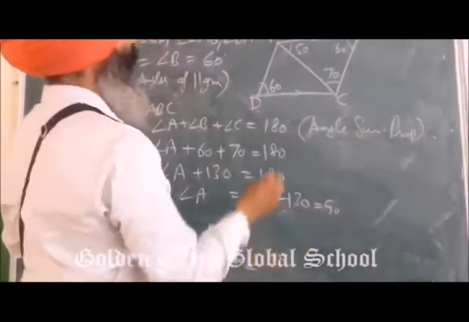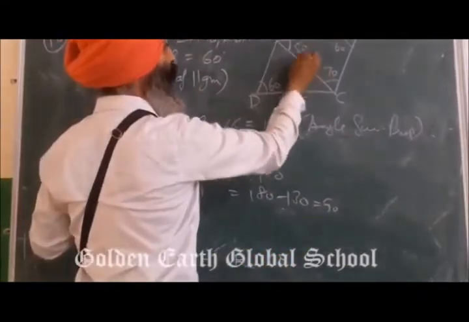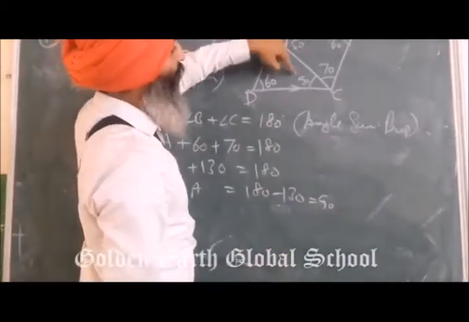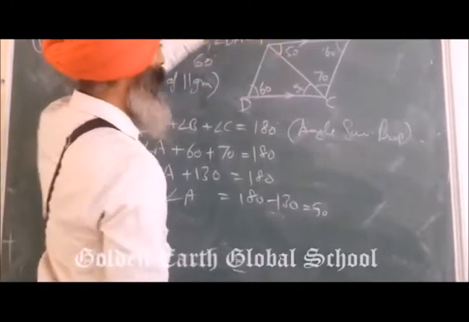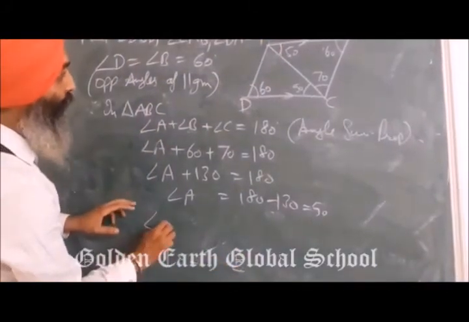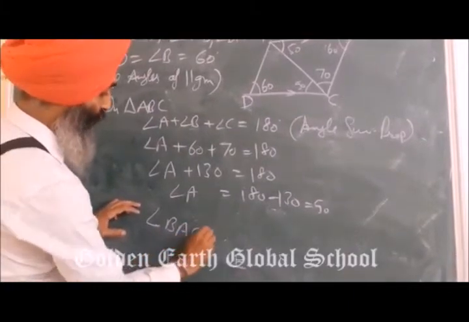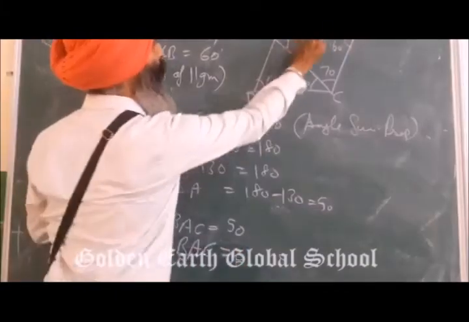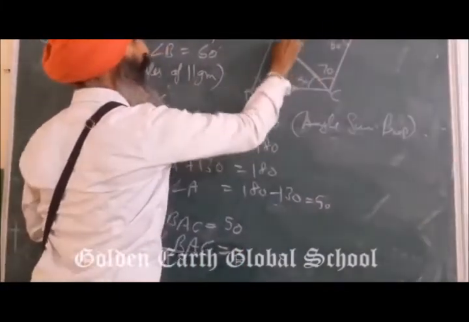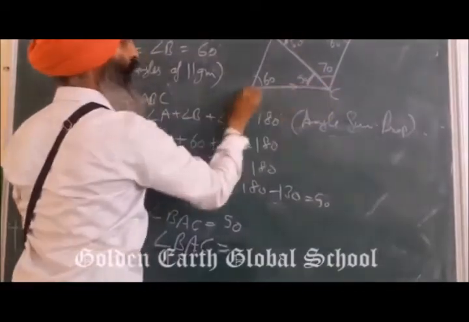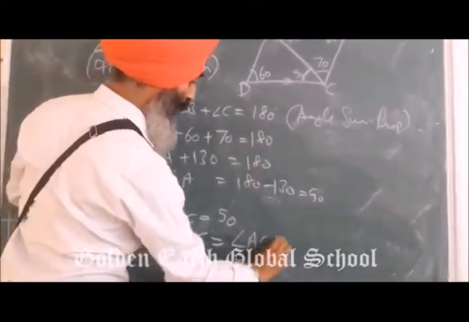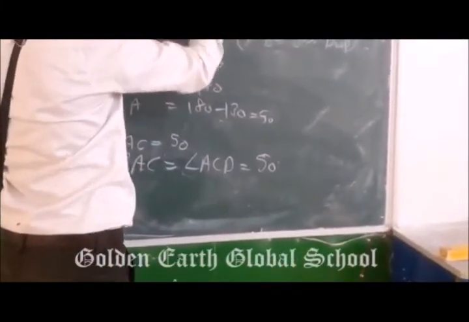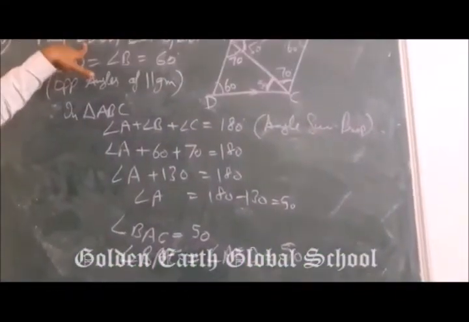So if it is 50, this would also be 50 because these are parallel lines and these are alternate angles. So you can say that if angle BAC is 50, then this angle is equal to ACD, that is equal to 50 degrees. This also came to be 50. If this is 70, it is also 70. Now find the angle DCB.